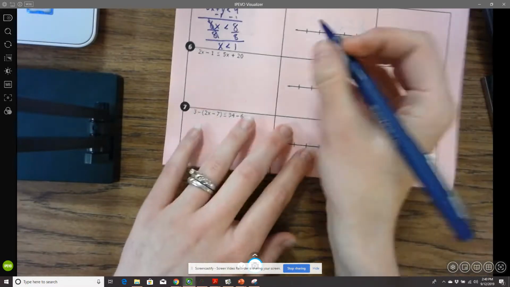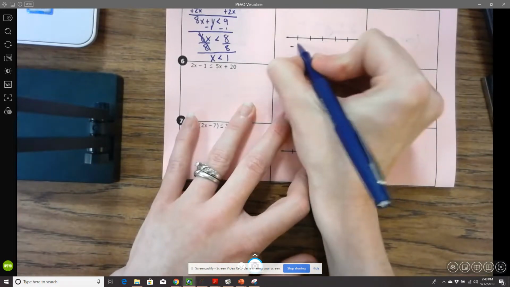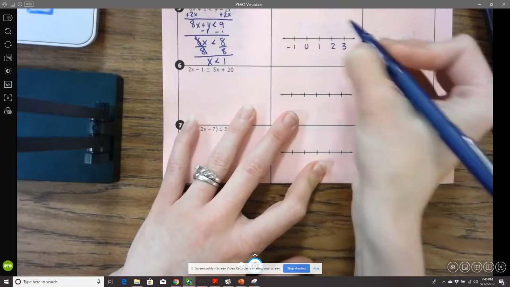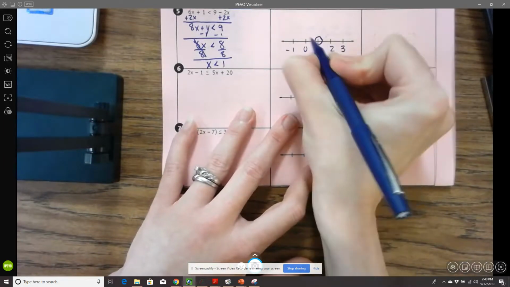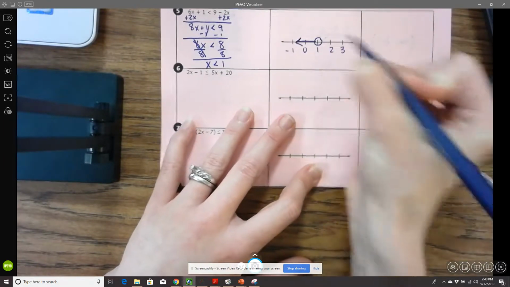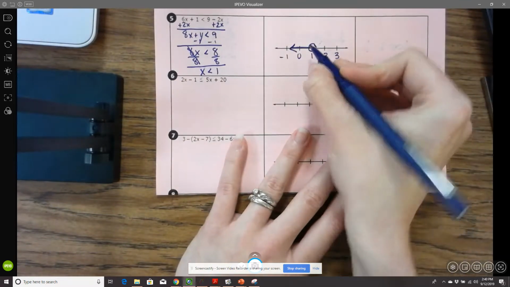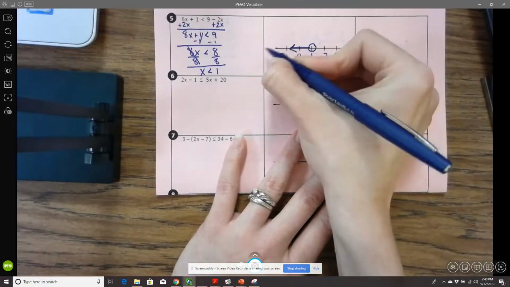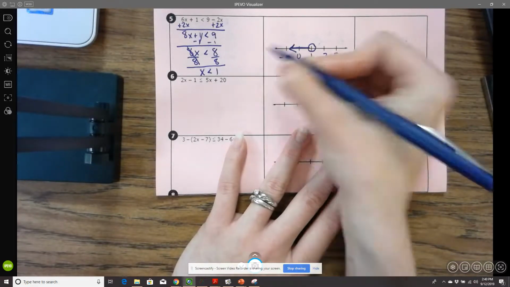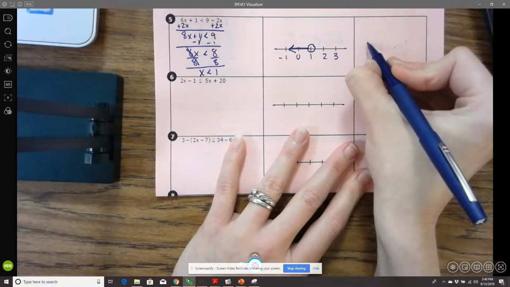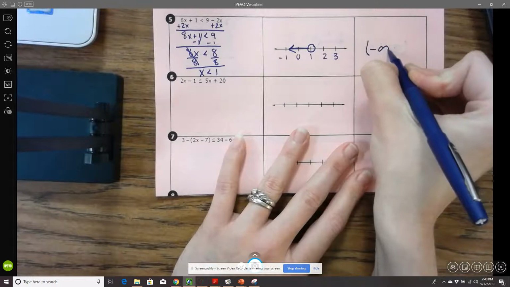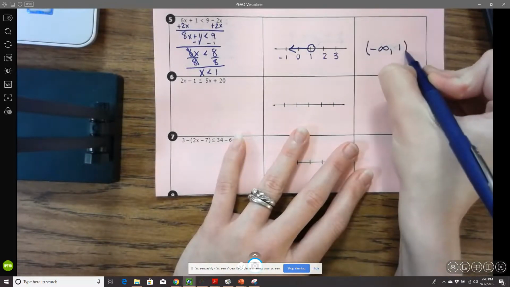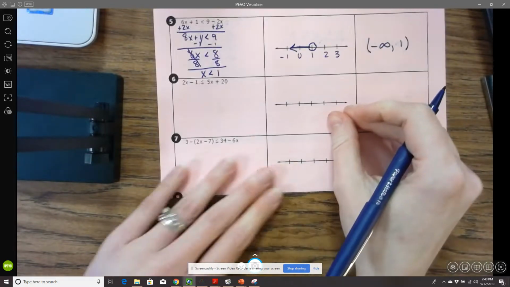Okay, so our number line here. Again, an open circle at 1, and this time x is less than. So my arrow is now going the other direction. Everything in this direction is going to be negative infinity. So again, it's an open parenthesis, and then our circle is at 1, and we use a parenthesis again.